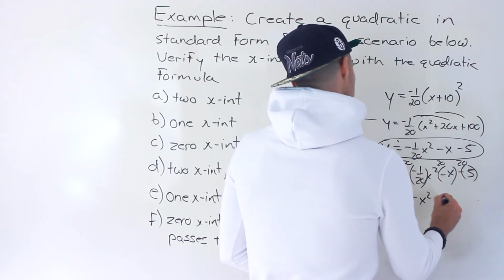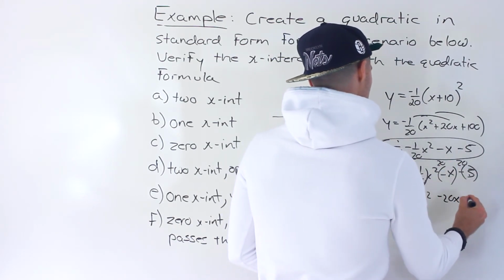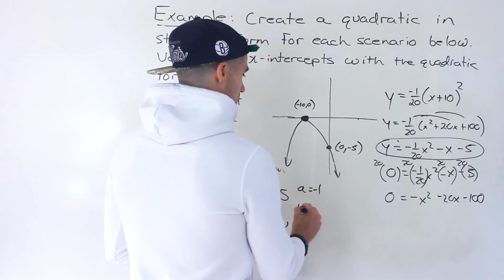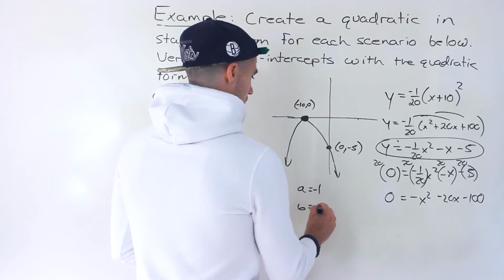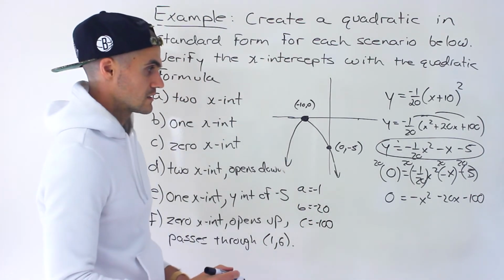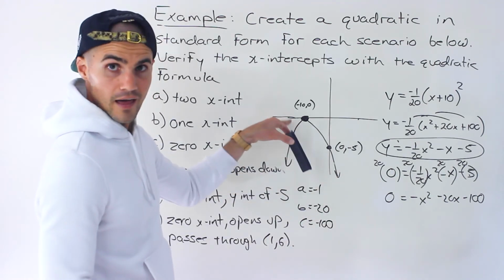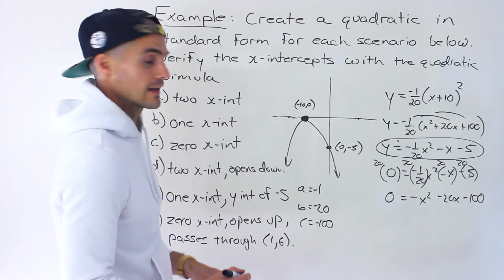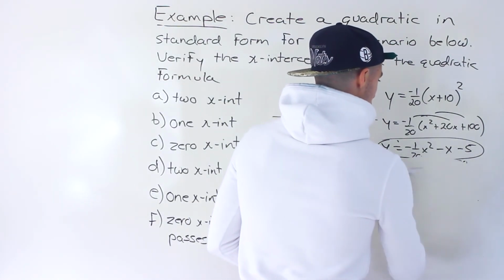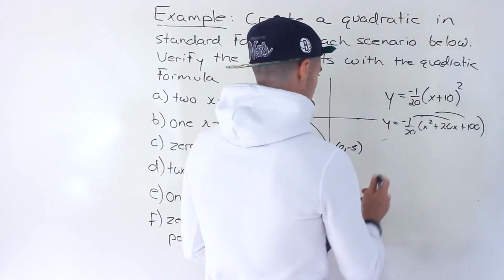20 times negative x would give us negative 20x. 20 times negative 5 would give us negative 100. Okay, so we'll have an a value of negative 1, a b value of negative 20, and then a c value of negative 100. So let's see if we get that one x-intercept of negative 10 with the quadratic formula as we're expecting to.